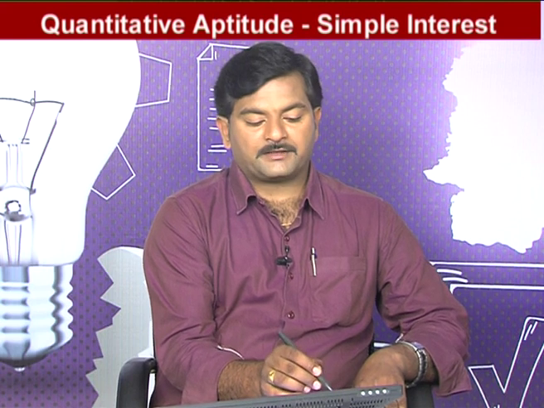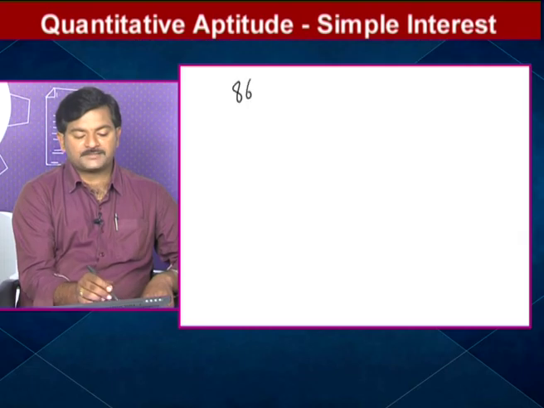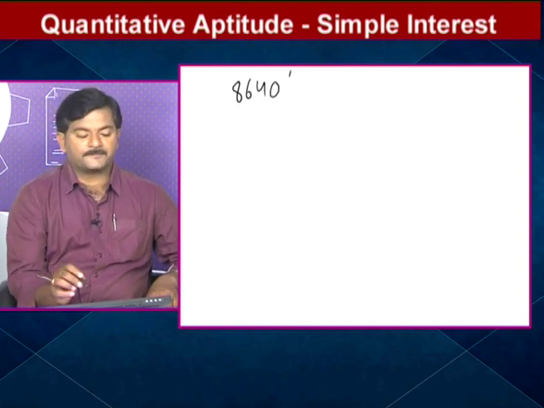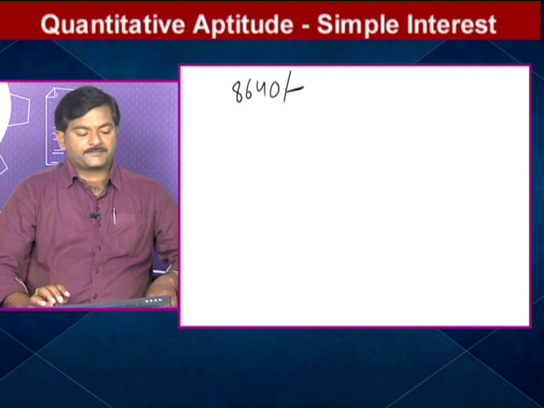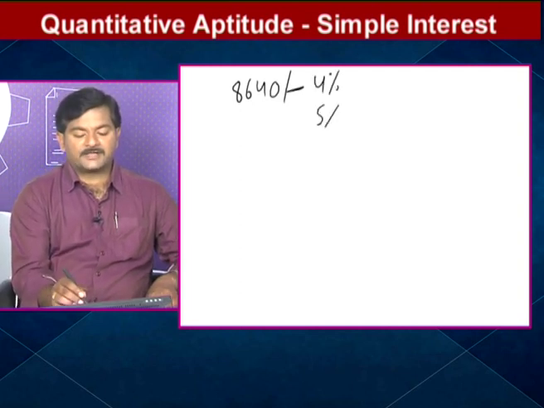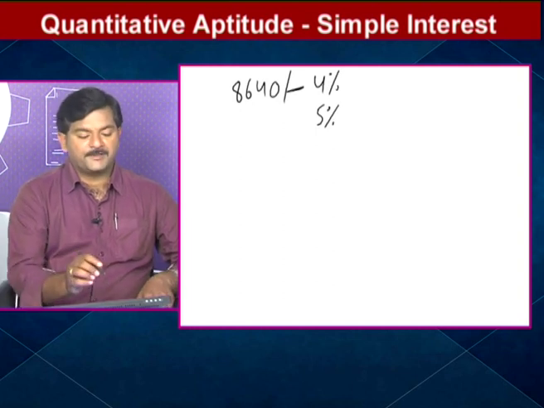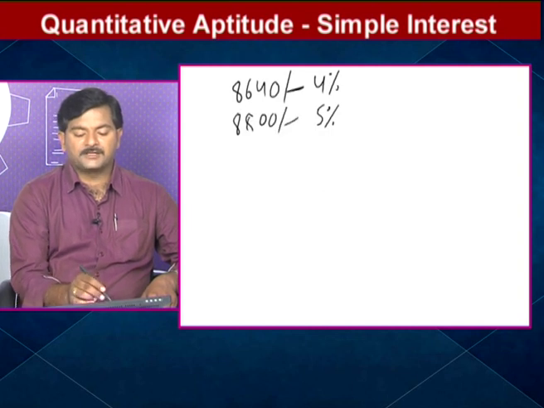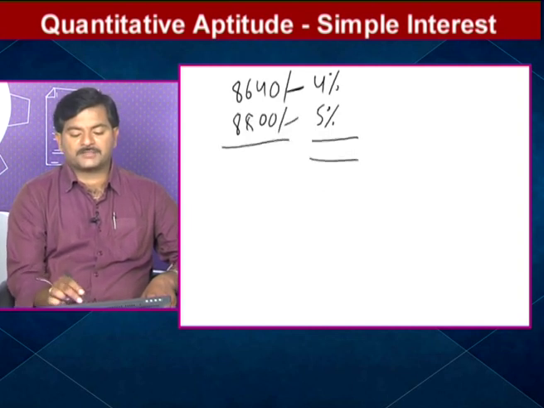This is a very interesting question. Let's focus on it. A certain sum of money becomes 8640 at simple interest, where the simple interest rate given is 4%. If the simple interest rate is 5%, the same amount will become 8800 rupees.